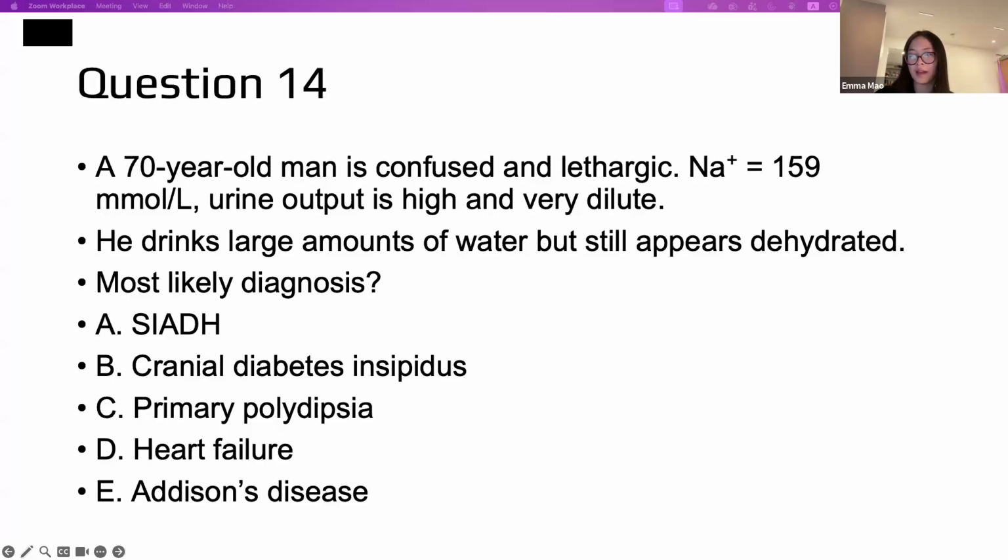Okay. Yep. So that is hypernatremia, and that is cranial diabetes insipidus. So the clue here is the urine output is very high and very dilute. So ADH causes concentrated urine, so very dilute urine means low ADH, yes. Diabetes just means lots of wee or something like that.